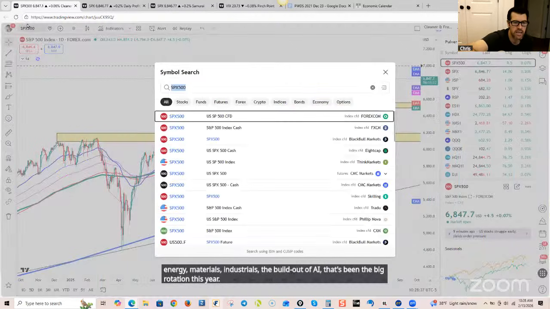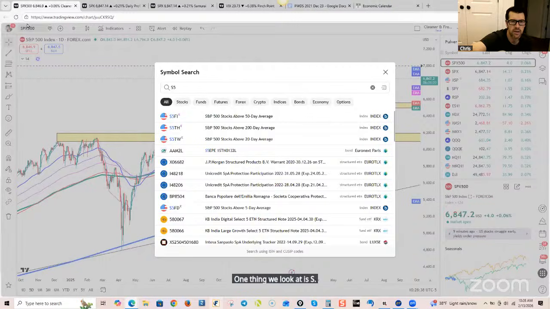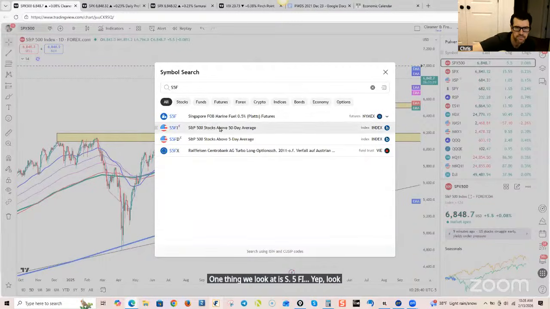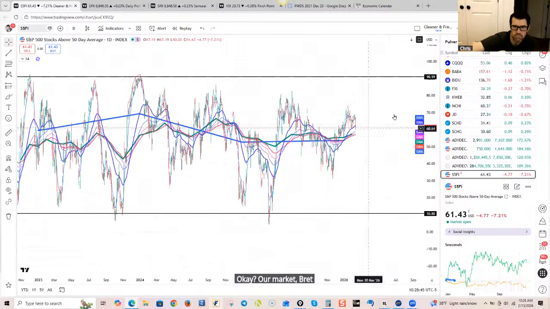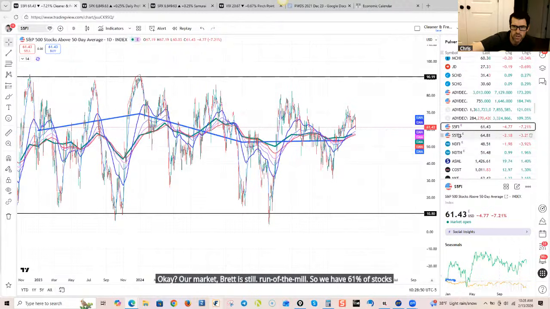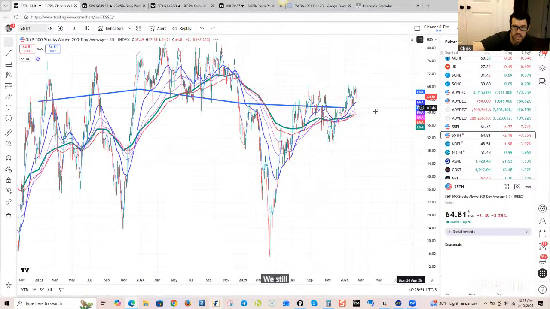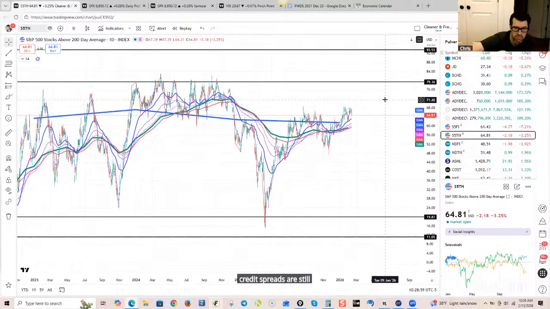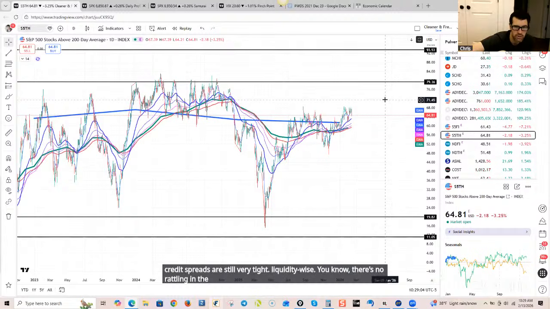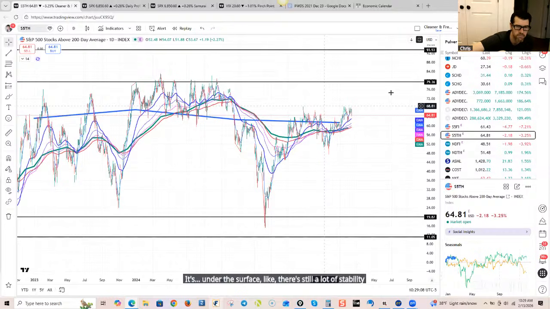One thing we look at is S5FI. Yep, look at this. Okay, our market breadth is still run of the mill. We have 61% of stocks above the 50-day moving average. We still have 65% of stocks above the 200-day moving average. Market breadth is still somewhat healthy and holding a bull market. Credit spreads are still very tight, liquidity-wise. There's no rattling in the bond market. Yields aren't really going haywire. Under the surface, there's still a lot of stability in the market.